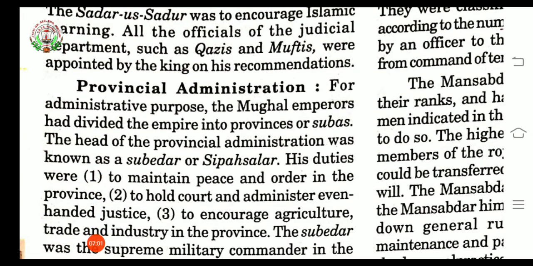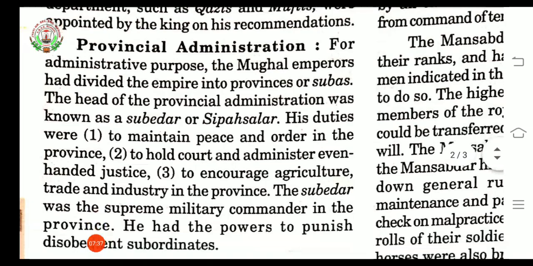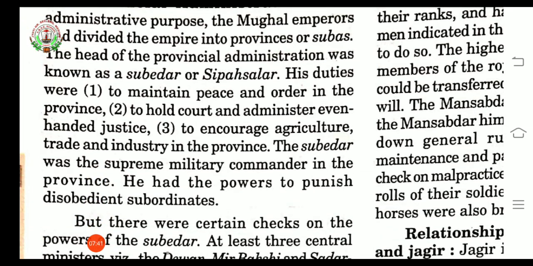Next is provincial administration. The Mughal emperors had divided the empire into provinces, or you can say areas or subas. The head of the province's administration was known as Subedar or Sipah Salar. Many duties were assigned to him. Some of his duties were, first, to maintain peace and order in the provinces or area. Second, to hold court and administer even-handed justice. Even-handed justice means fair and impartial in treatment or judgment. Third is to encourage agriculture, trade and industry in the provinces or area. The Subedar was the supreme. Supreme means the highest or the greatest.